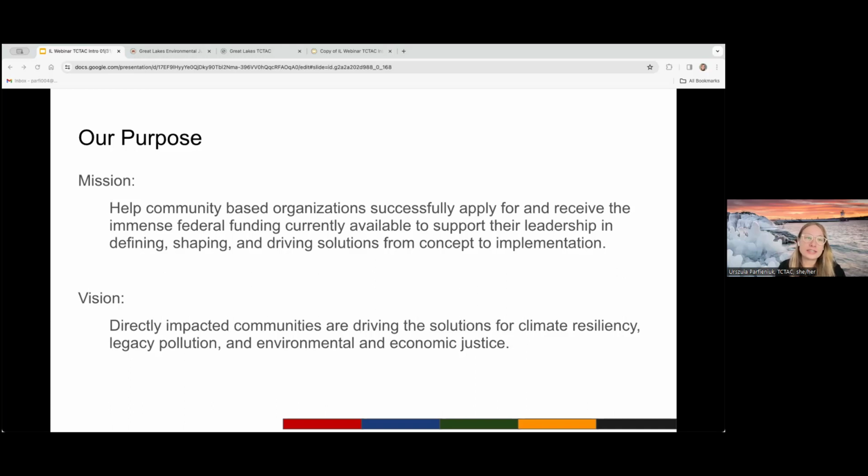So our vision is that directly impacted communities are driving the solutions for climate resiliency, legacy pollution, and environmental and economic justice. So we really believe that communities have the solutions to the problems they are facing, and we primarily focus on environmental and climate justice communities.